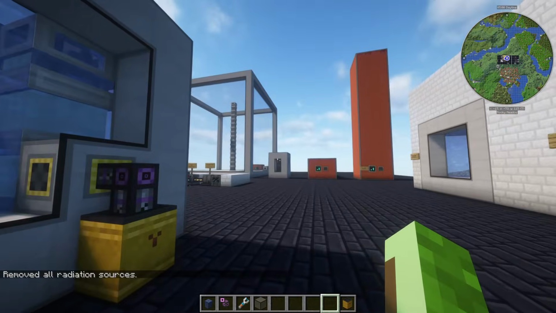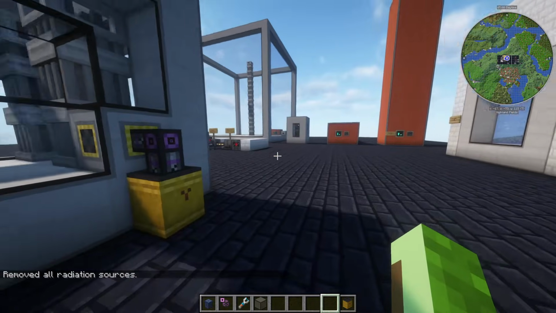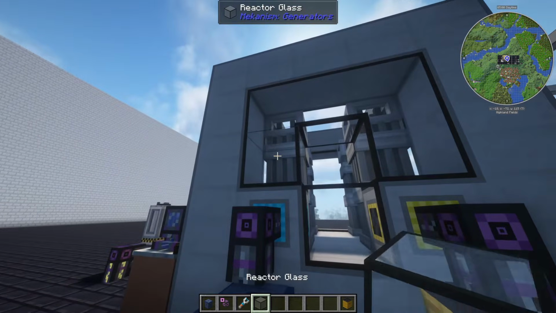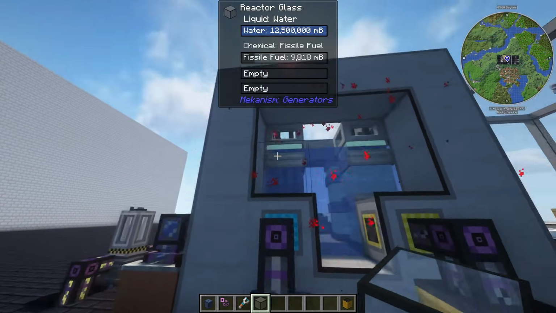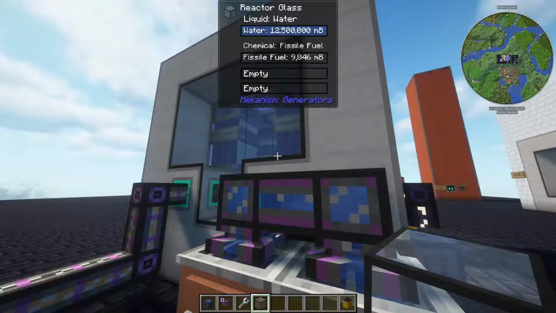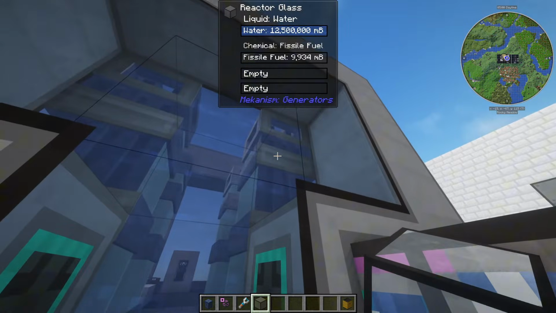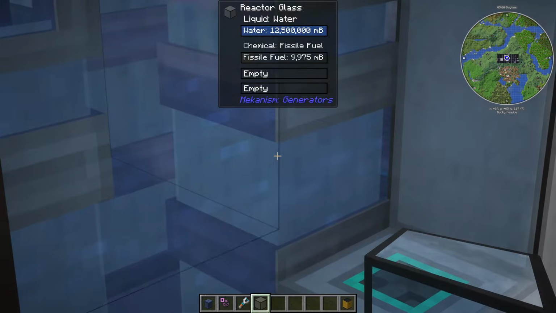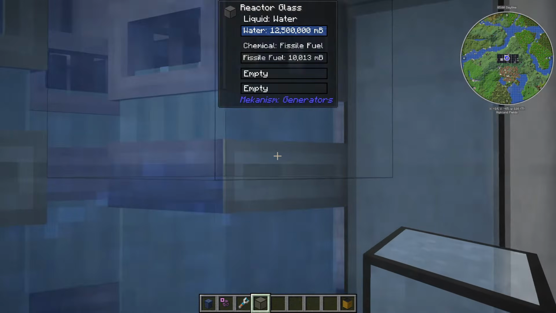Another thing is, if I were to break this, the area does not become radioactive, and once you place this block back, it fills up exactly to where it was, so you don't lose any resources. The only time you would lose resources is if you broke the blocks in the interior right there. Either that one or those in there.